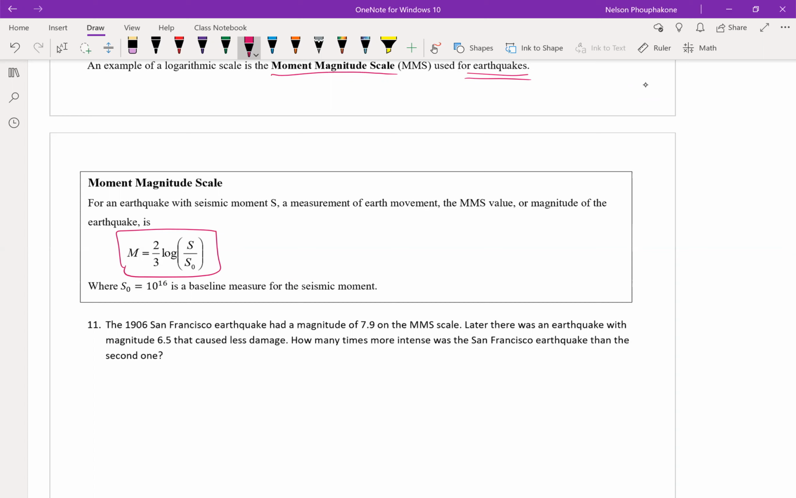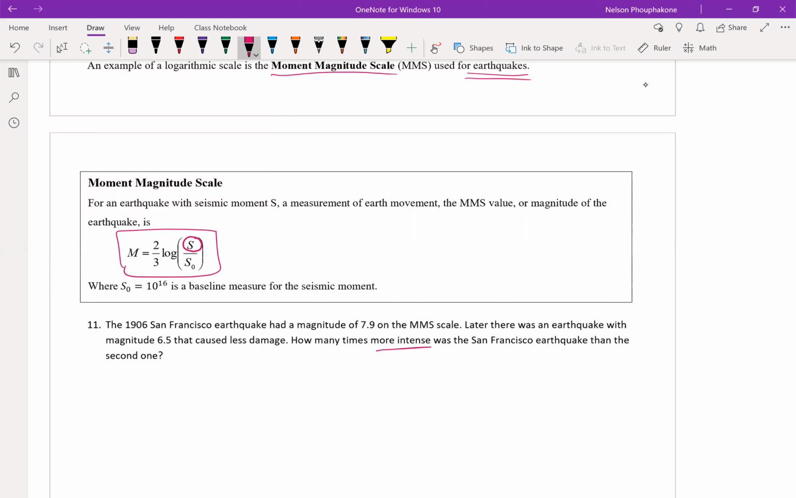The 1906 San Francisco earthquake had a magnitude of 7.9 on the MMS scale. Later, there was an earthquake with magnitude of 6.5 that caused less damage. How many times more intense was the San Francisco earthquake than the second one? So when we try to find which one is more intense, or how many times more intense, what we need to do is compare the S value. So this is exactly what we want to do.